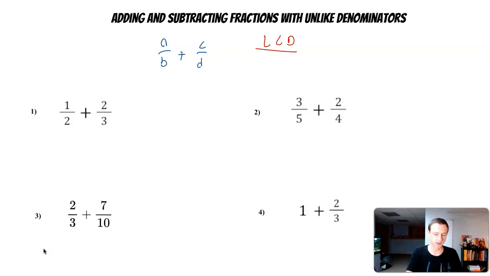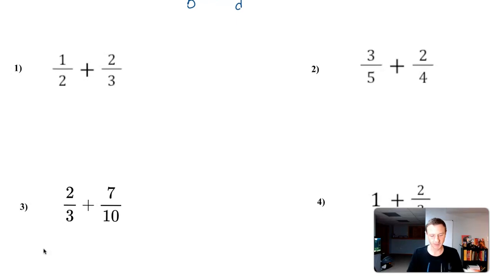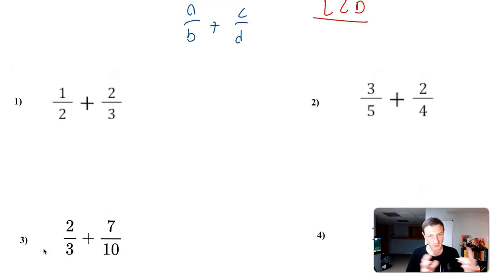So let's put this to numbers rather than just talking in abstracts. Like the first problem I have, 1/2 plus 2/3. Denominators are not the same, so we want to make them the same. As you're starting this process, if you're new to working with fractions, it might be beneficial to write out the multiples of each number. The multiples of 2: 2, 4, 6, 8, 10, and so on. And 3 is 3, 6, 9, 12, 15, and so on.